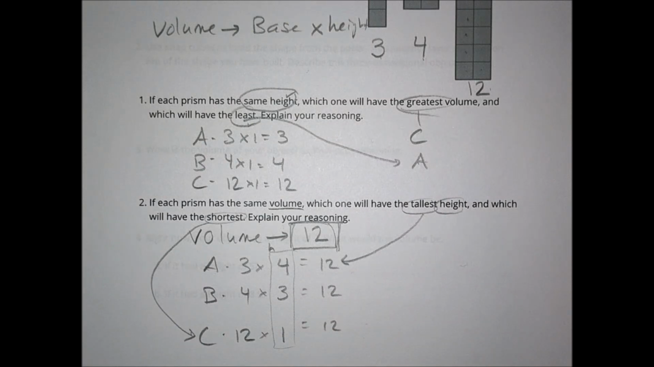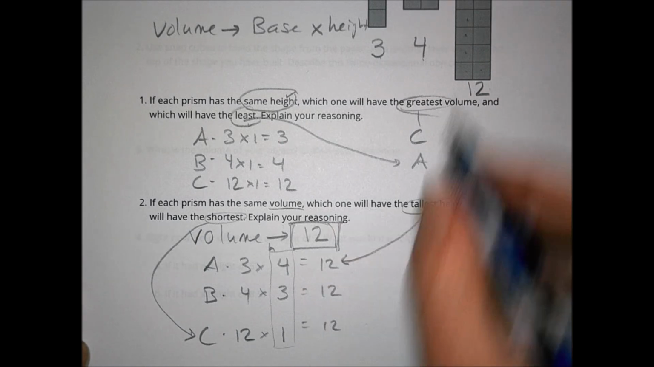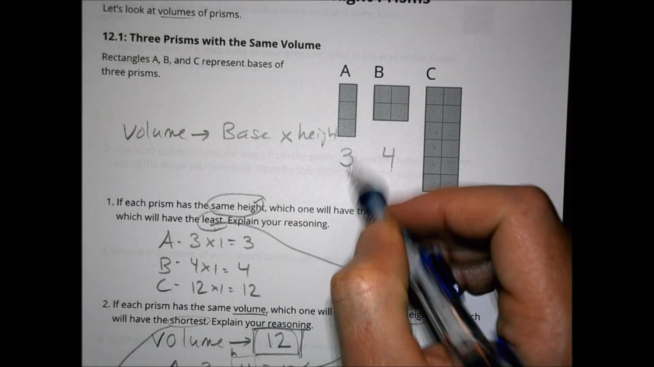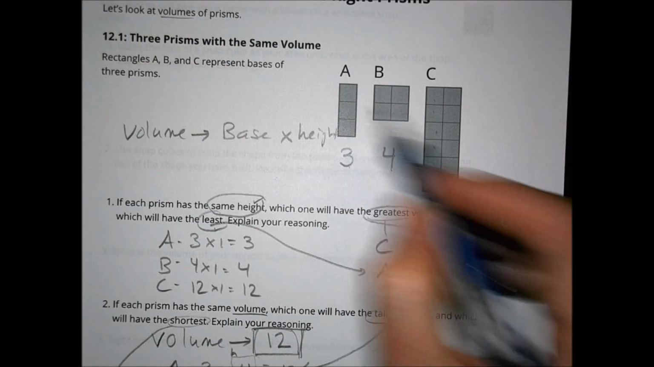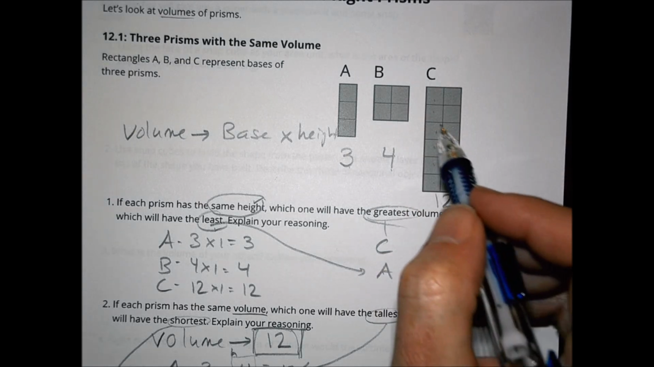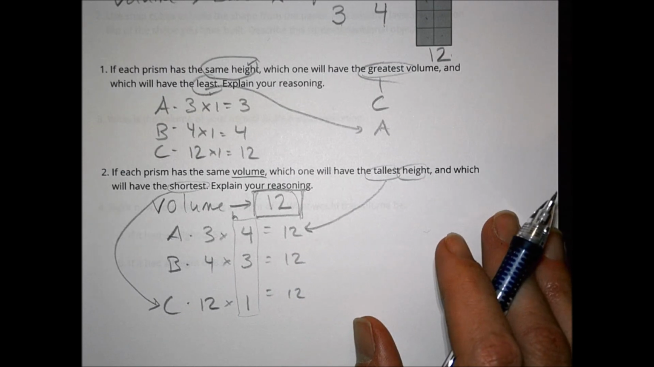So we actually changed the order from the first time, because we had a set volume. Because it has a set volume, we're going to need more of shape A stacked up to get to a total of 12, than we would if we had C. With C, we only need it stacked up one time. That's all you have to have in order to get there, because volume is the base times the height.